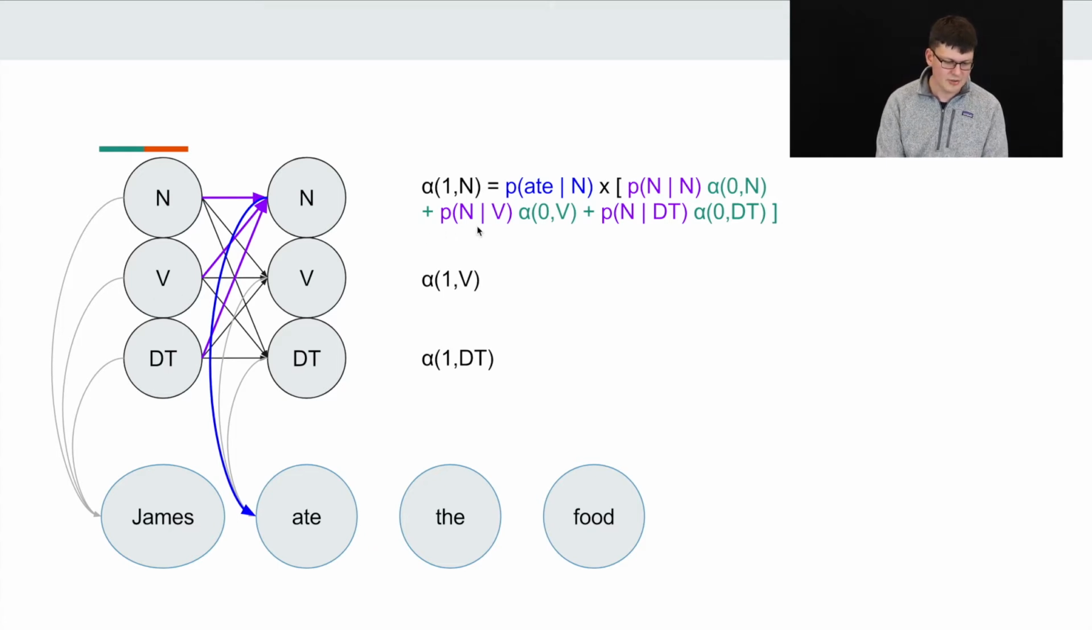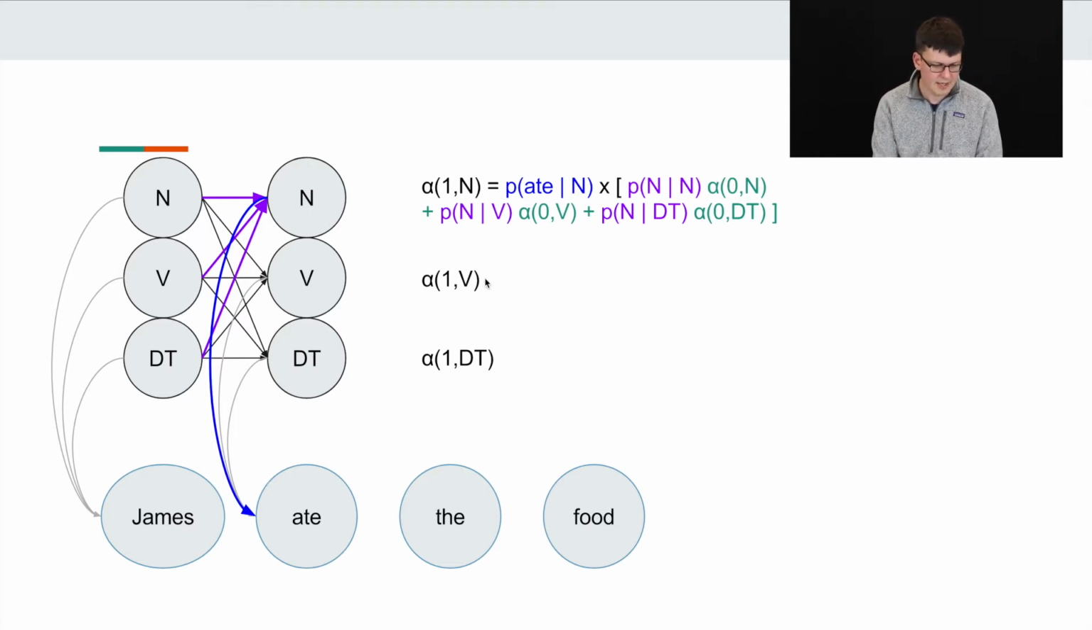And then I'm going to transition to a noun again in position 1, and then finally emit the 8, right? And the emit the 8 again is pulled out front. And then finally, we're going to try starting with a determiner in position 0, and then transition to a noun in position 1, and then emit the word 8.